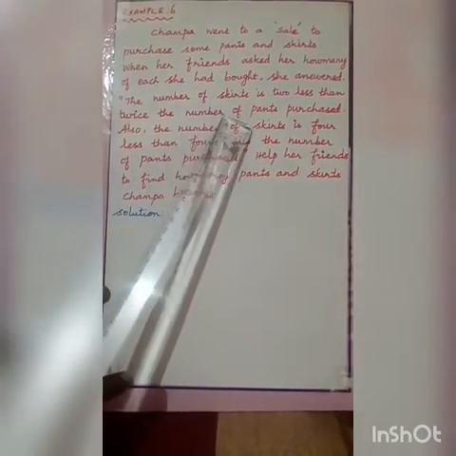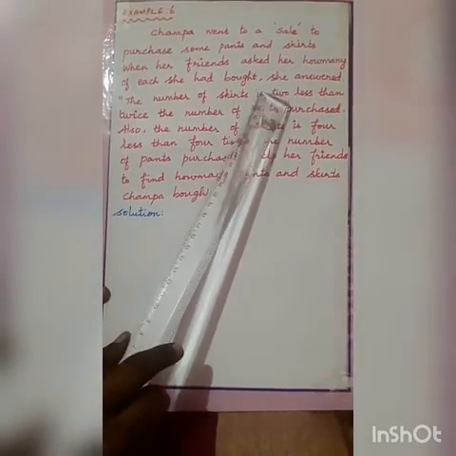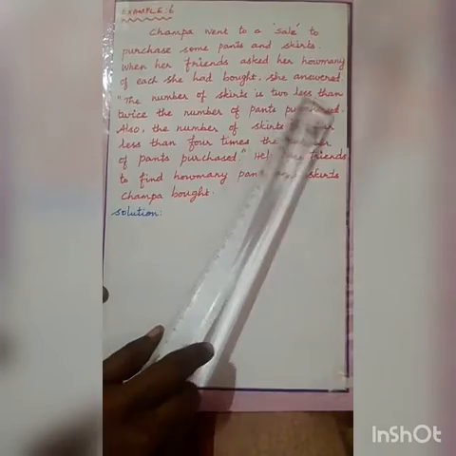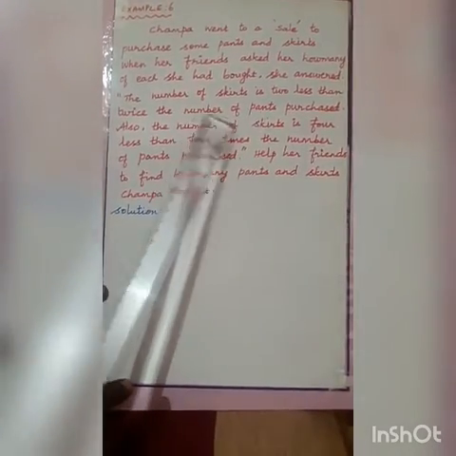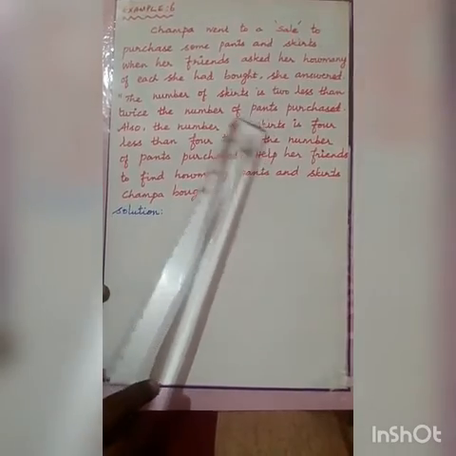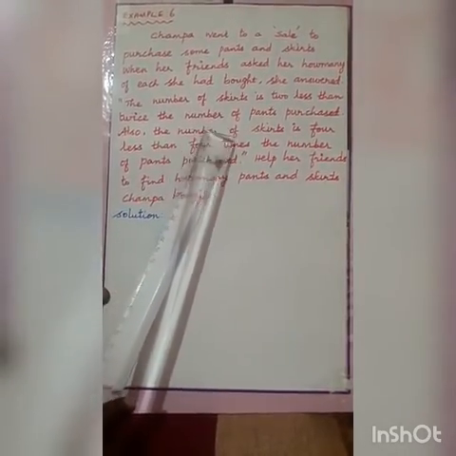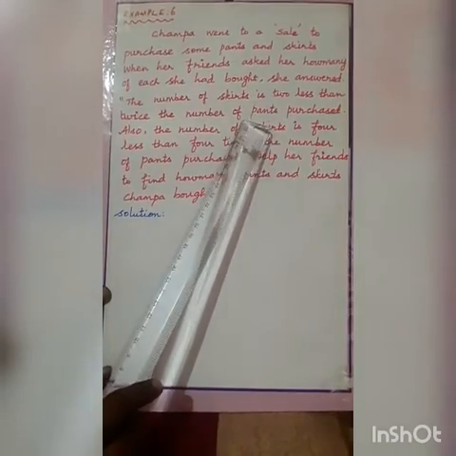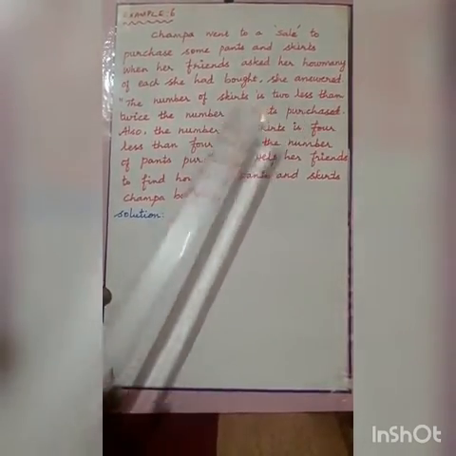Therefore, you have to form the first equation. Number of skirts is x. Therefore, x is, means you have to put an equal to sign, 2 less than twice the number of pants purchased. The number of pants be y. Twice the number of pants means you have to put 2y. 2 less than means minus 2. Therefore, the first equation is x is equal to 2y minus 2.